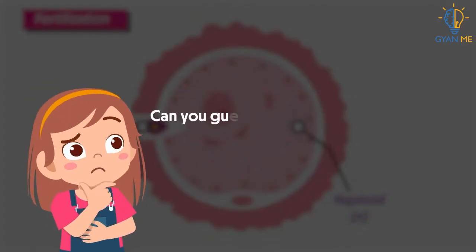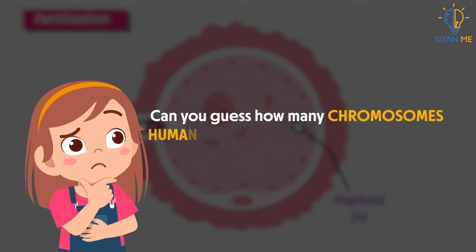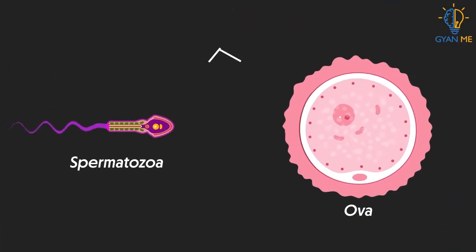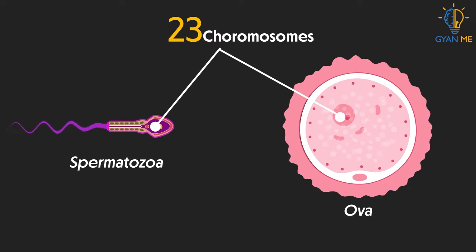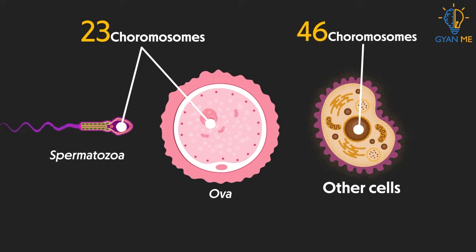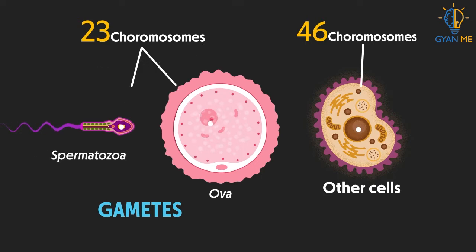So, can you guess how many chromosomes human sperm and ova must be having? Pause the video and think about it. Correct. They have 23 chromosomes instead of 46 chromosomes. Any human cell will have 46 chromosomes to function properly. But gametes have half chromosomes, that is 23.